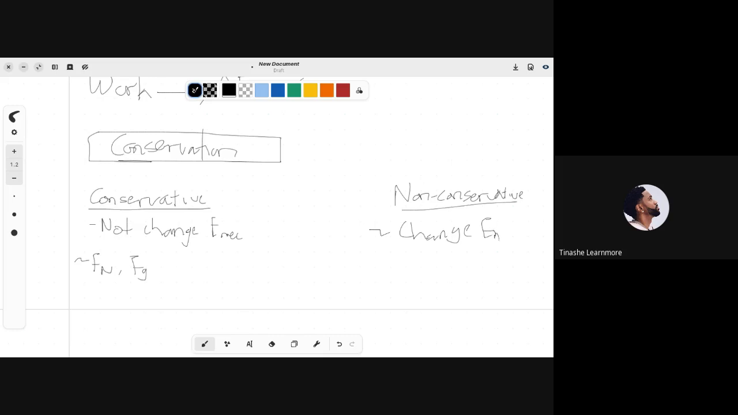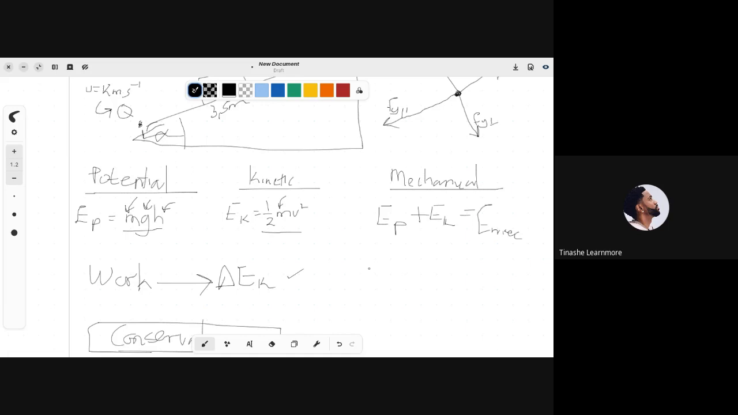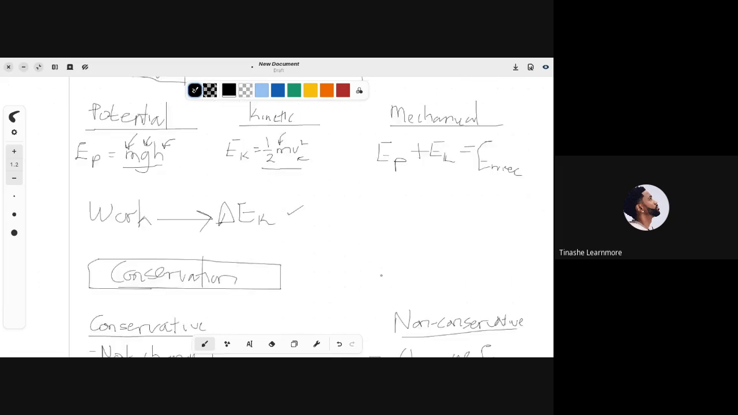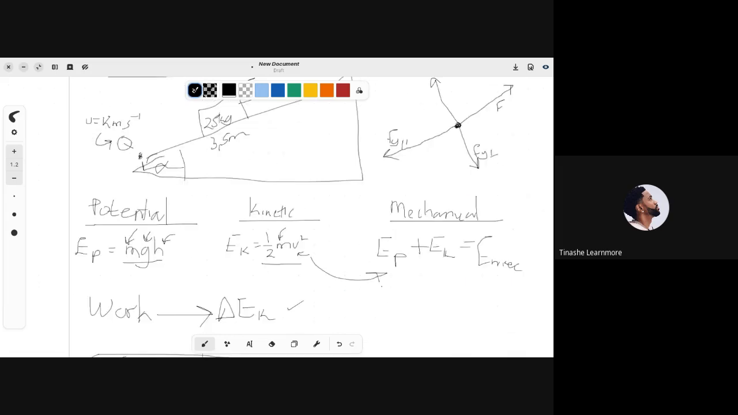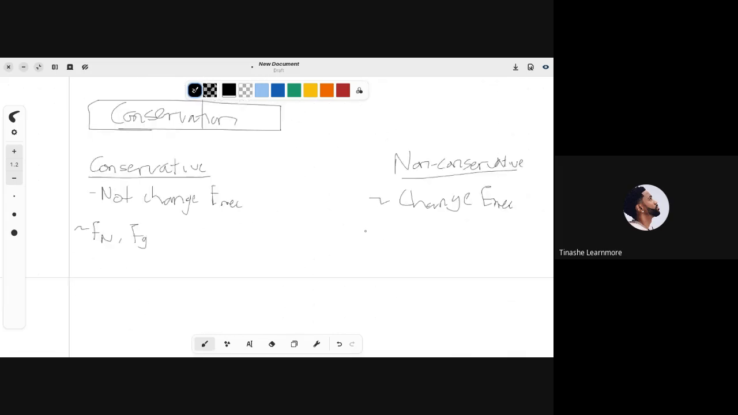And then non-conservative forces are those that change the EMEC. They cause mechanical energy to change. A good example is an applied force. If I apply a force to an object, it will affect velocity, and because it affects velocity, it will affect mechanical energy. Friction is also one of them, and tension is another example of a non-conservative force.